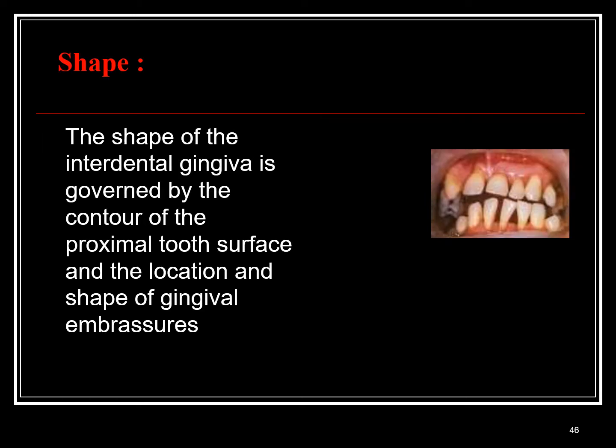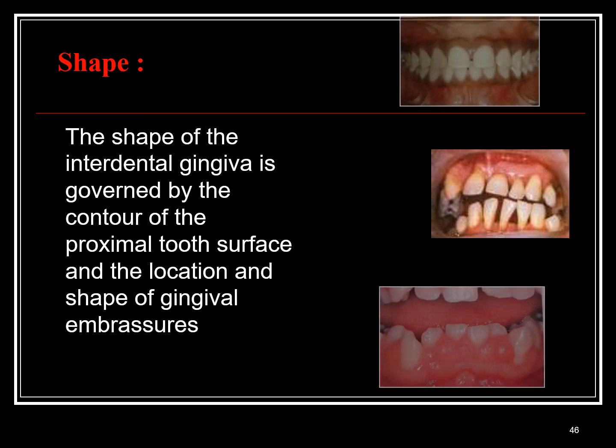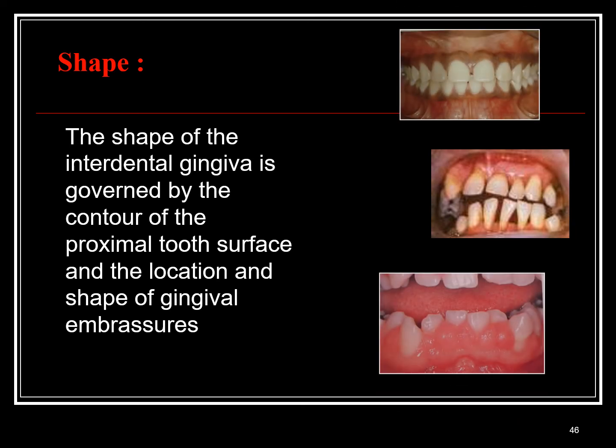The shape of gingiva, or the shape of interdental gingiva, is governed by the contour of proximal tooth surfaces and the location and shape of gingival embrasures. These are the different shapes of gingiva because of the placement or the alignment of the teeth. If the teeth are positioned inside, the gingiva will be covering them and the alignment will be according to the contour of the proximal tooth surfaces.